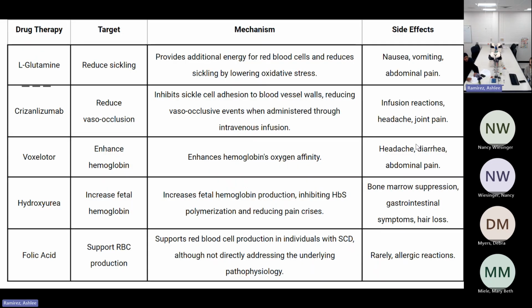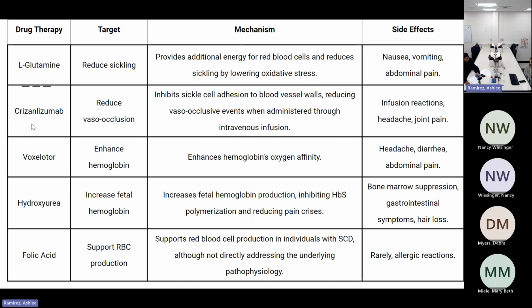So this next slide provides an outline of key therapies in the management of sickle cell disease. I'll just mention a few. For example, this hydroxyurea here works by increasing fetal hemoglobin, which reduces the frequency of these crises. L-glutamine here is an oral medication that is used to help reduce oxidative stress and inflammation that's associated with sickle cell disease.